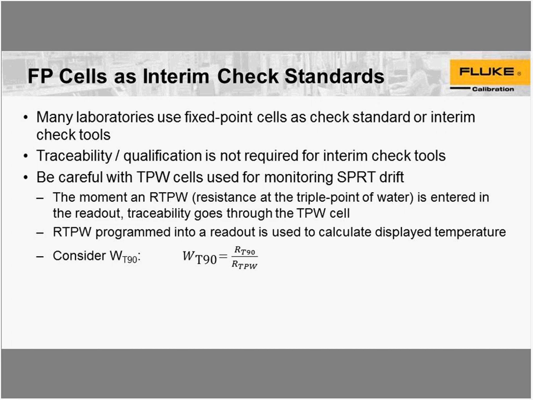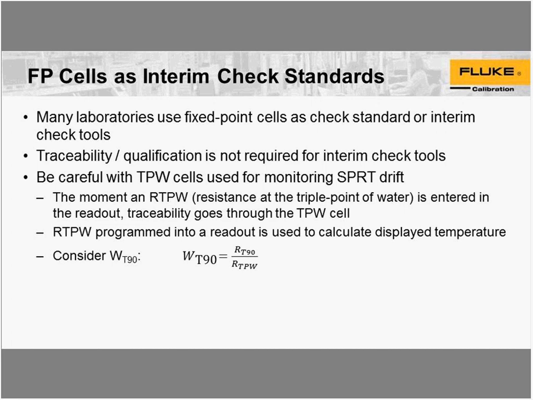When you do that, the measurement that you're performing will then go through the triple point of water cell. I didn't say that very well. Let me reiterate that. Traceability is not required for fixed point cells that are used only for monitoring drift of instruments. But if you are monitoring drift of PRTs or SPRTs and following the correct method, which is to program a new RTPW, or resistance at the triple point of water, to check the SPRT for drift, then you program the new resistance at the triple point of water value into the readout, pulling the triple point of water cell into your traceability for those temperature measurements.